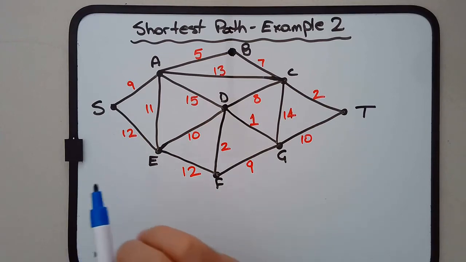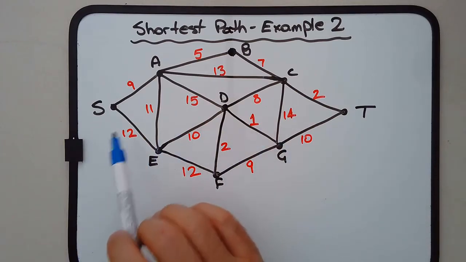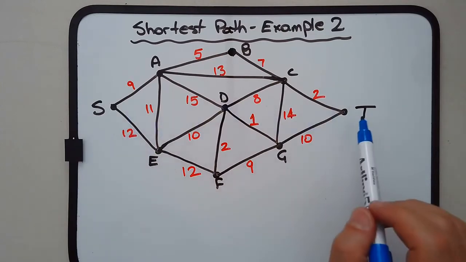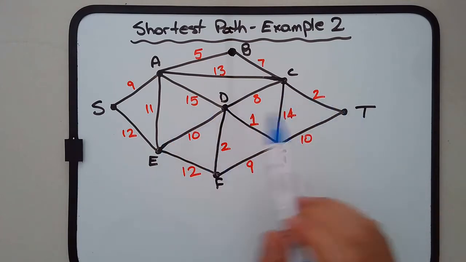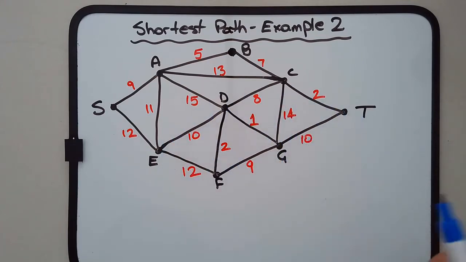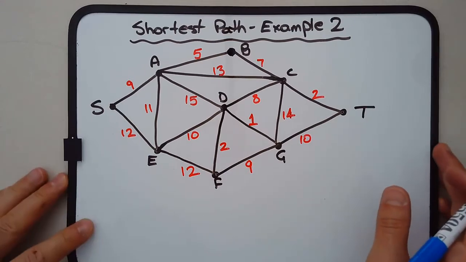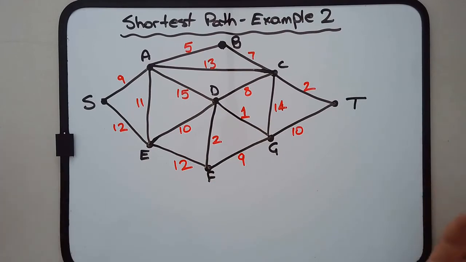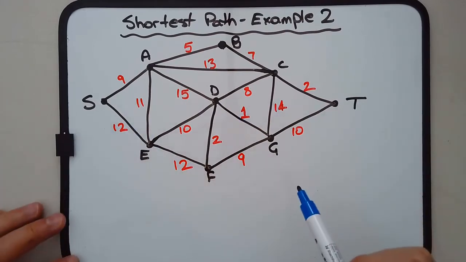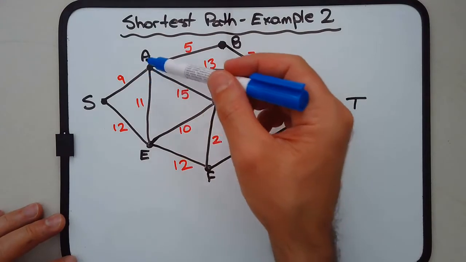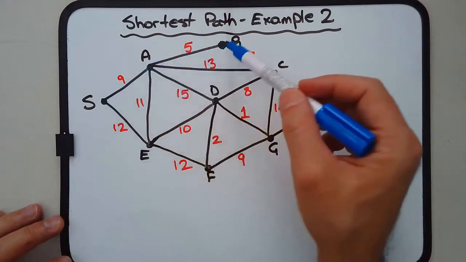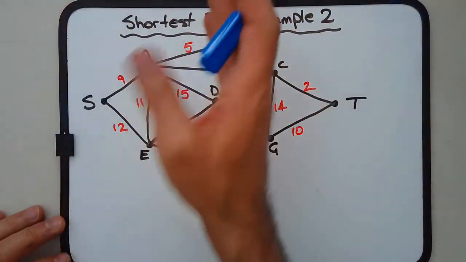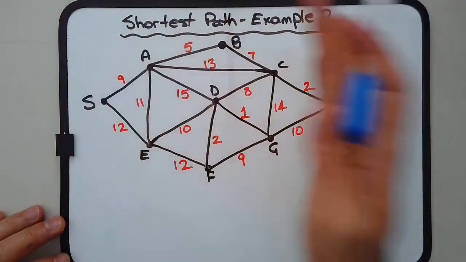Here's another example that involves coming up with the shortest path from S to T in networks. This one's a slightly more complicated version of example 1, but we're going to do the same basic algorithm to determine the shortest path from S to T. Again, we're going to consider the vertices that are one edge away from S first, and then slowly migrate from S to T and consider the vertices further and further along.